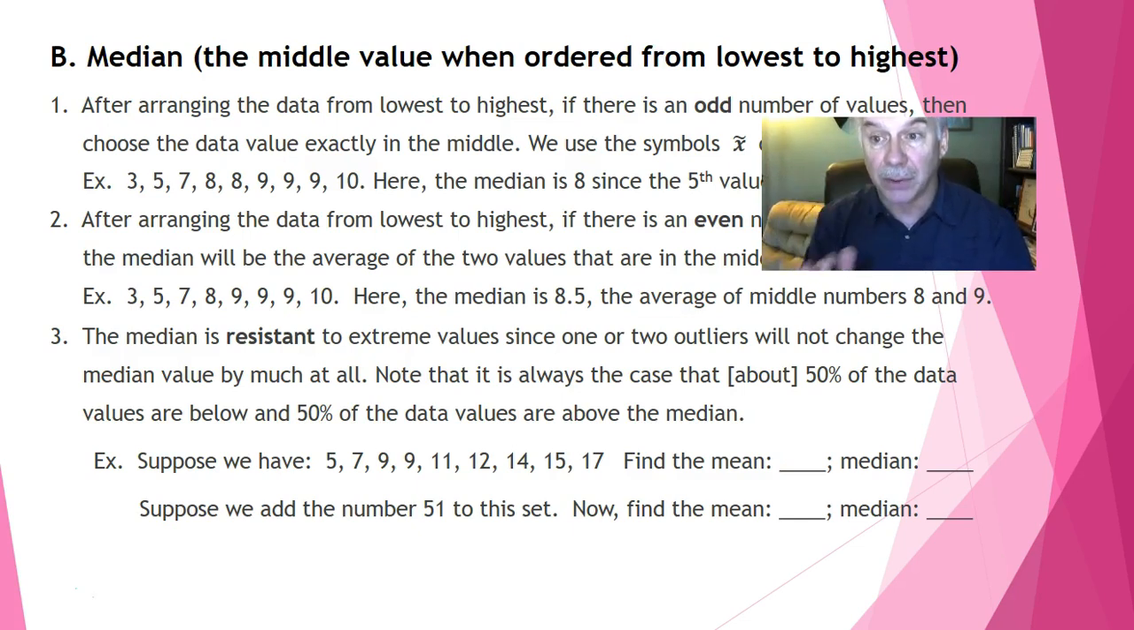So there are 10 numbers. So I divide 150 by 10, and I get 15 for the mean. So the mean has jumped from 11 up to 15.